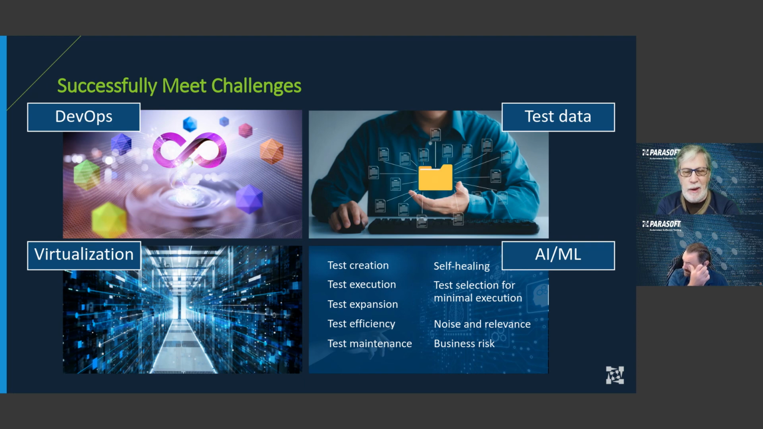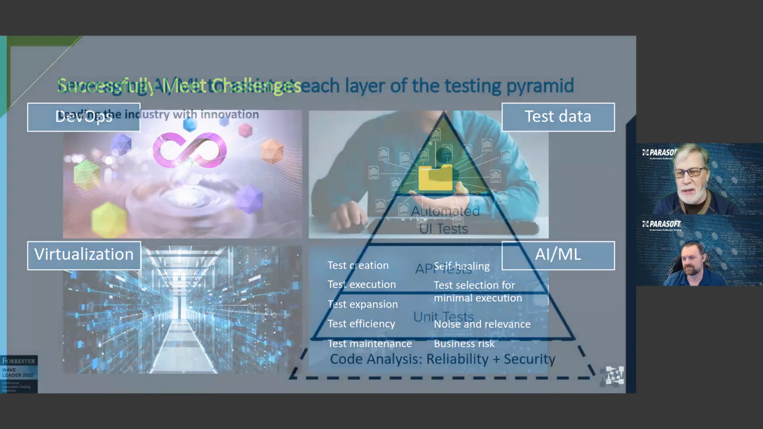Test efficiency, right? What's the smallest number of tests I can do and how much work do they do? Test maintenance and test healing are pretty interesting things. Minimal execution, cutting down noise, making sure that tests are relevant, and being able to map results of your testing to actual business risks. Not just, hey, over here we have an input validation problem, but it's the type of problem that could perhaps lead to system outages. Being able to understand the real risk to the business of a particular problem is extremely important.